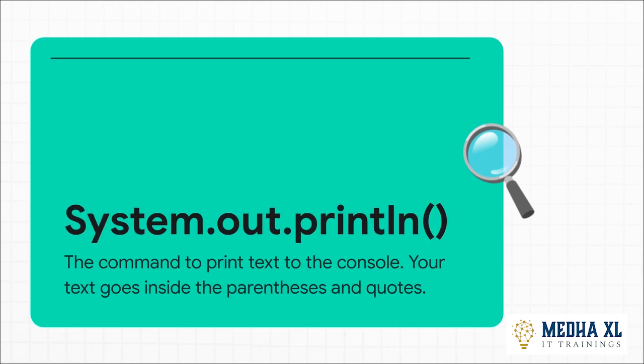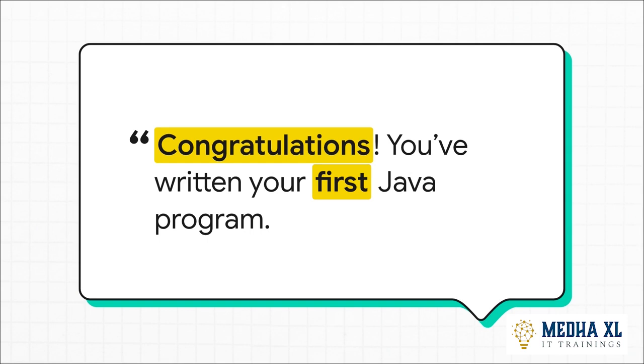And finally, that System.out.println command. This is your first superpower as a programmer. It's how you make the computer talk back to you. It's how you see the results of your work. Whatever text you put inside those quotes is precisely what will get printed to the screen. It's your voice.